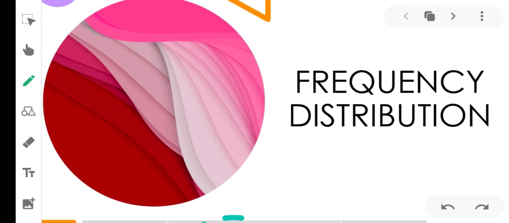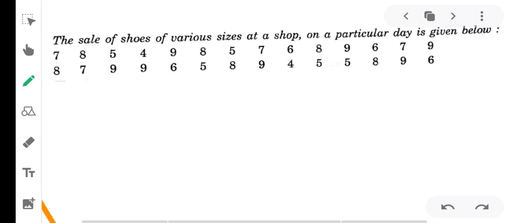Hello everyone. Today's topic is frequency distribution. This is your chapter number 15. In this chapter, first we'll discuss some terms related to this chapter. Then we'll solve some questions. So, what is data?